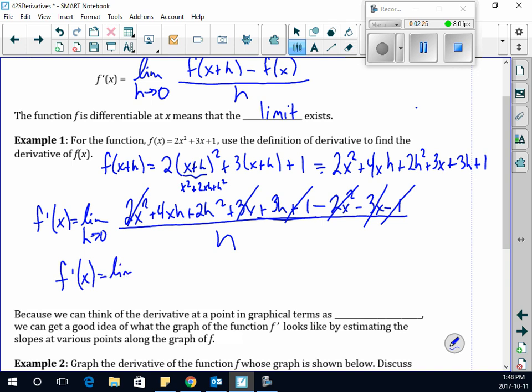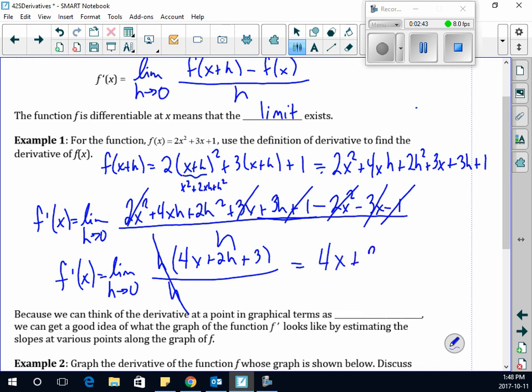I haven't actually done the limit, so I still have to write it. So this is 4x plus 2h plus 3 all over h. The h's will now cancel. I'm now going to put 0 in for h, and what do I get? 4x plus 3 as my final answer. Is everybody good with that?